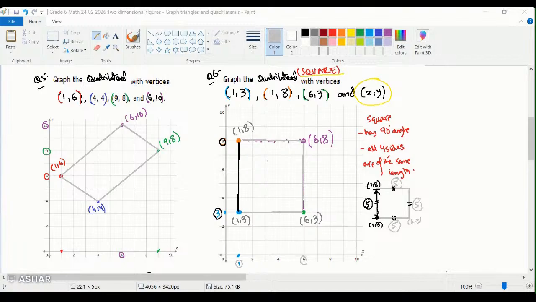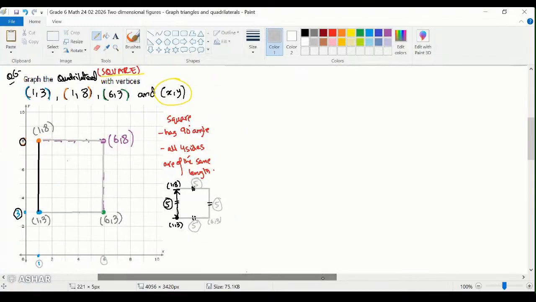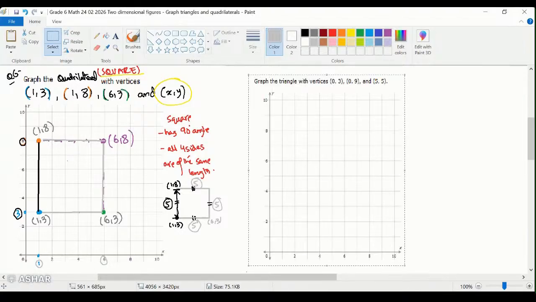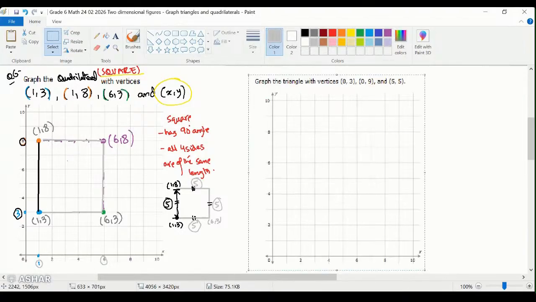The next question it says is, graph the triangle. We need to do a triangle for the next question. After this, I'll try to make another question for a quadrilateral.